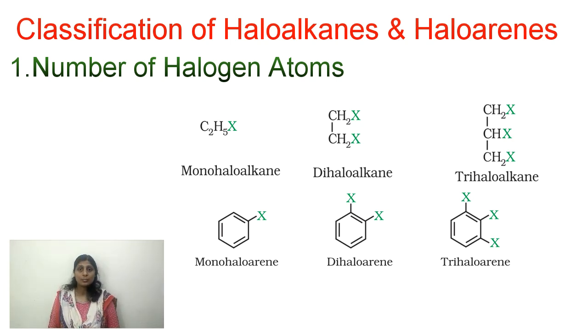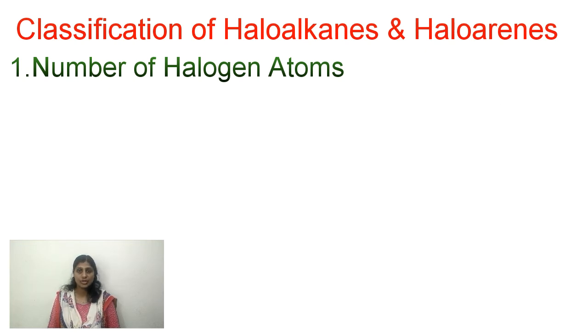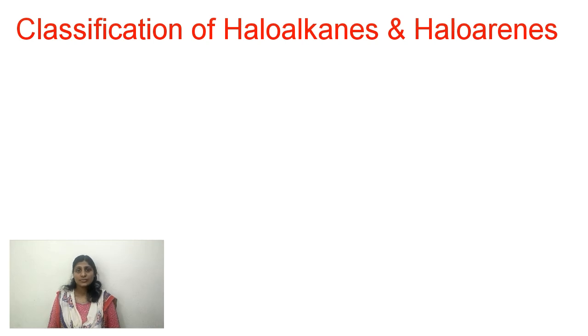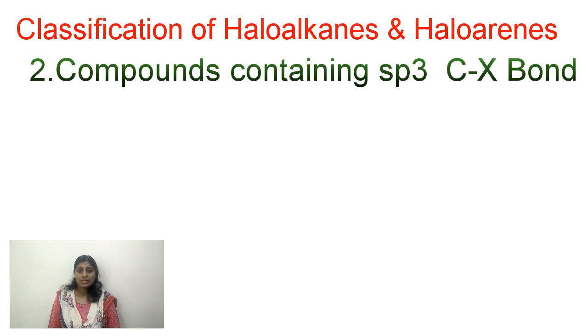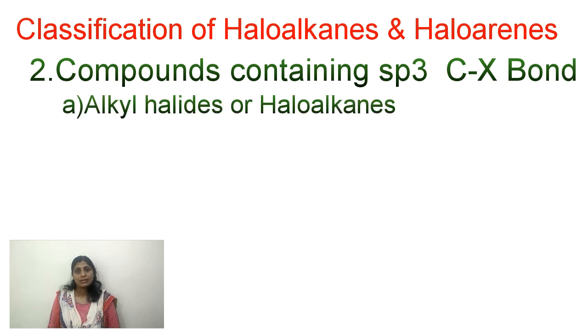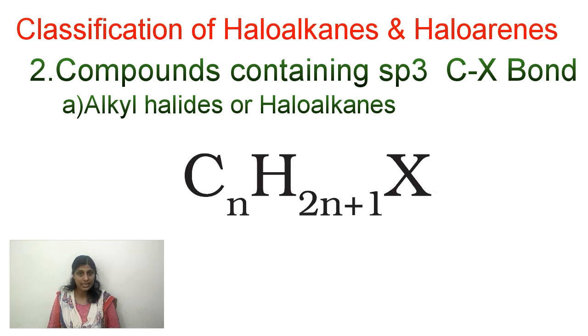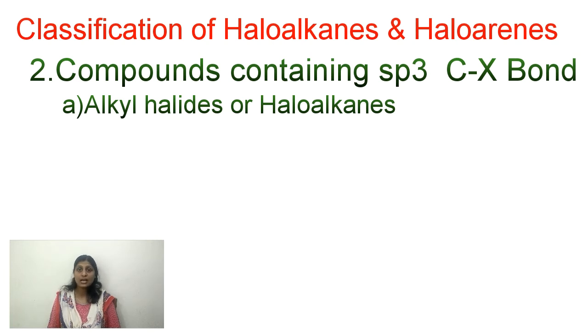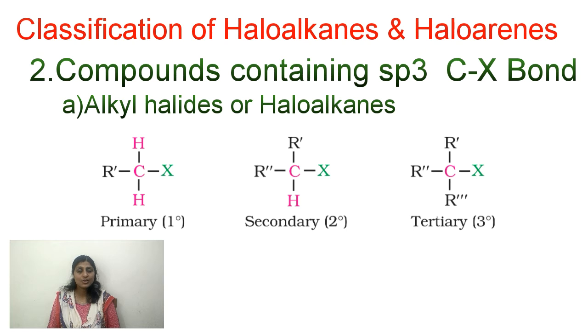Monohalo compounds may further be classified according to the hybridization of carbon atoms to which the halogen is bonded. Second classification, compounds containing sp3 C-X bond: alkyl halides or haloalkanes. Alkyl halides are generally represented as CnH2n+1X. They are further classified as primary, secondary, tertiary according to the nature of the carbon atom to which the halogen is attached. That carbon atom is called the alpha carbon atom.